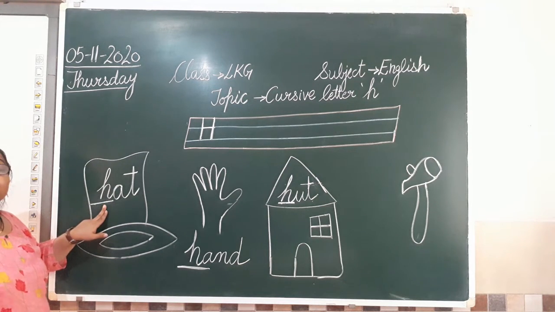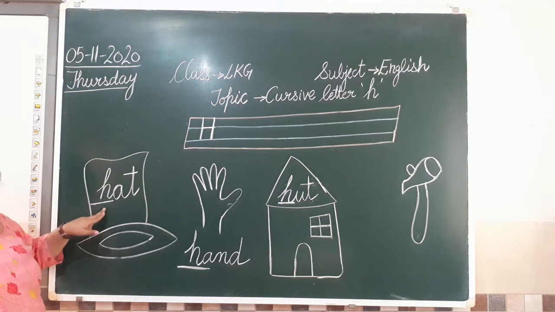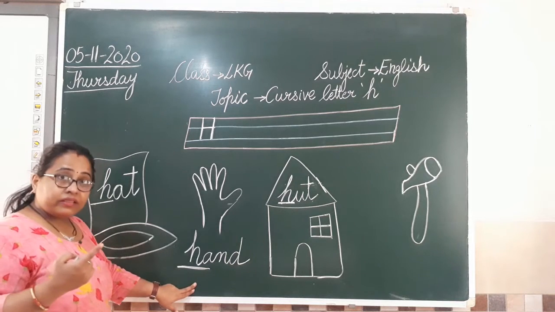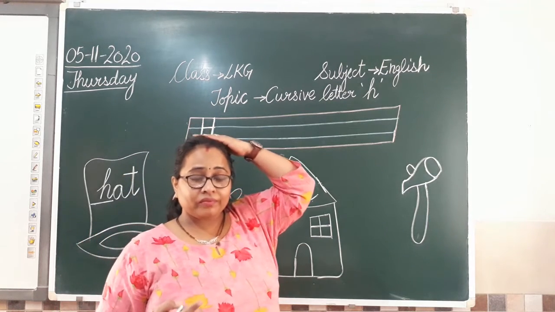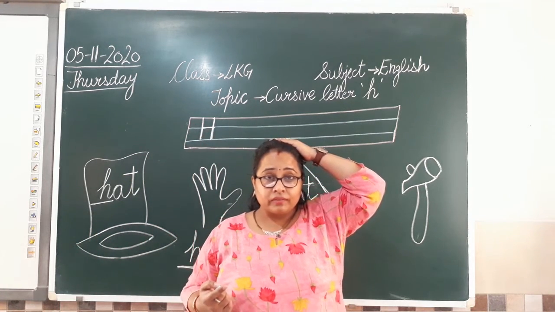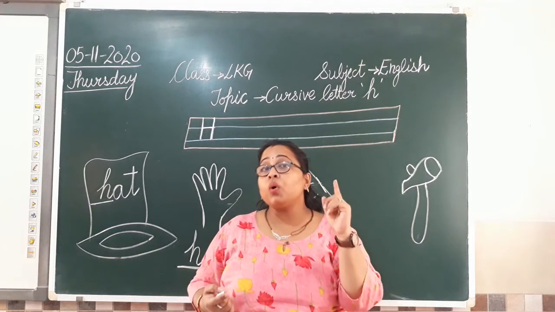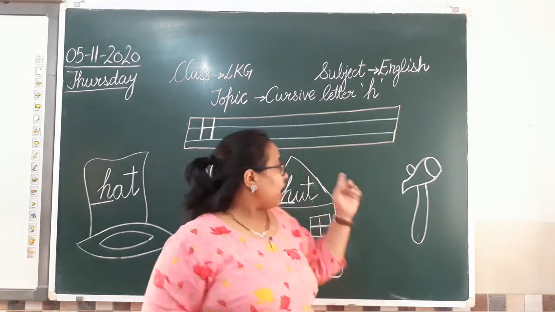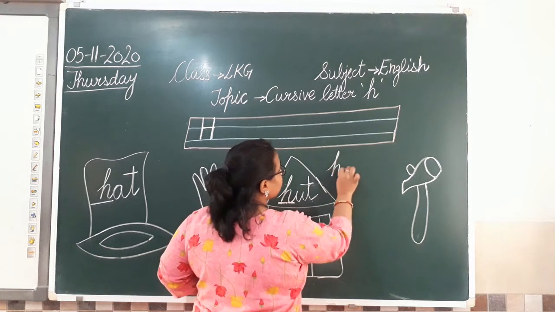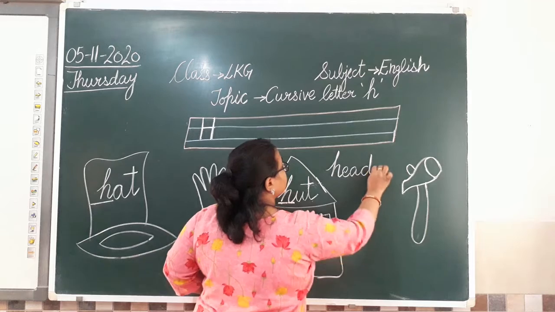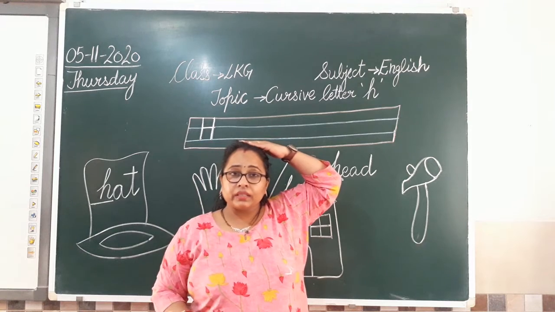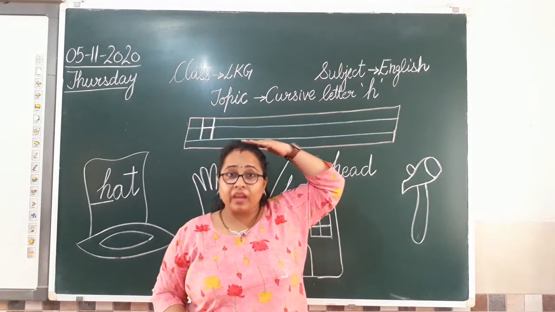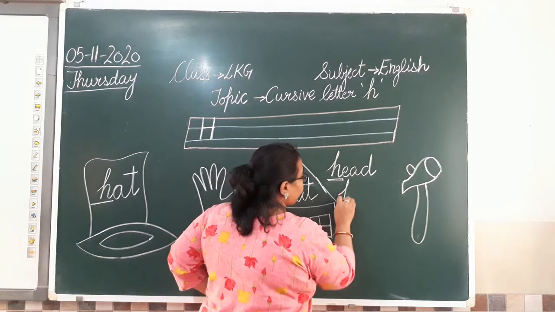So now we are going to speak all the names together. Hat. Hand. Heart. Now what are these we have? You all have this on your head? Head. So one more word we have heard. Head. I'll write that. So head. Again we have the same alphabet here. Now what we have on head? Hair. Yes, we have hair. I'll write that. Hair.